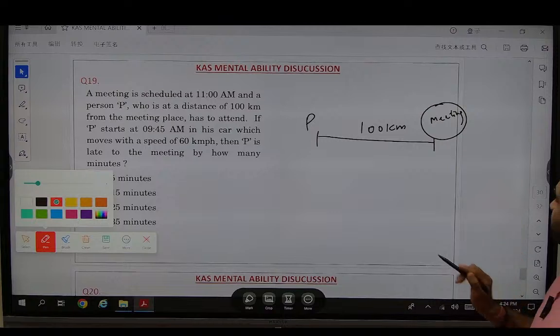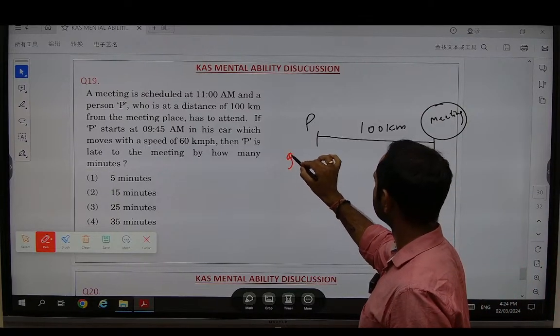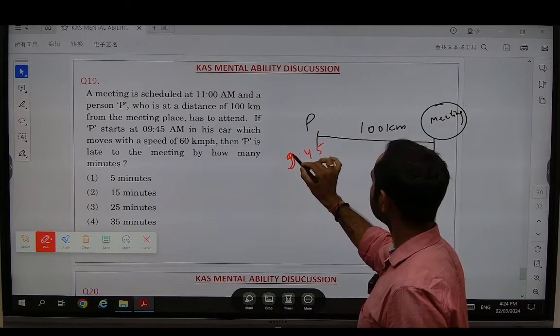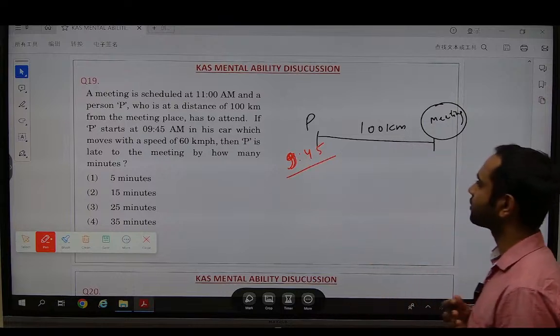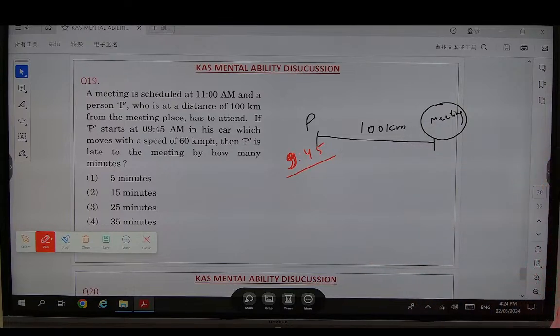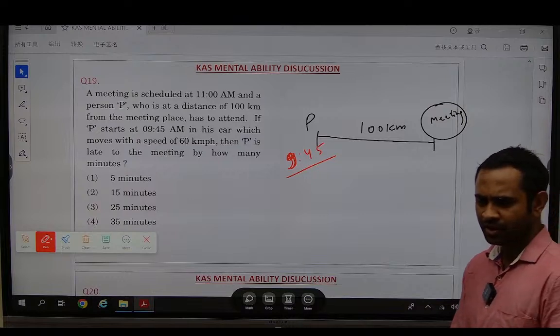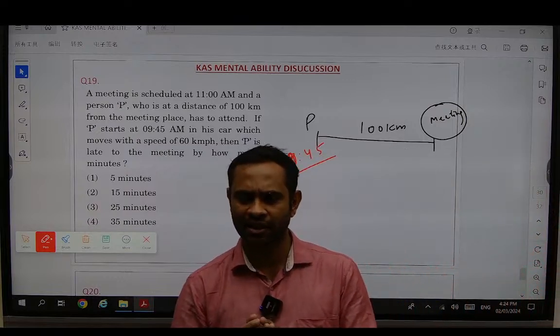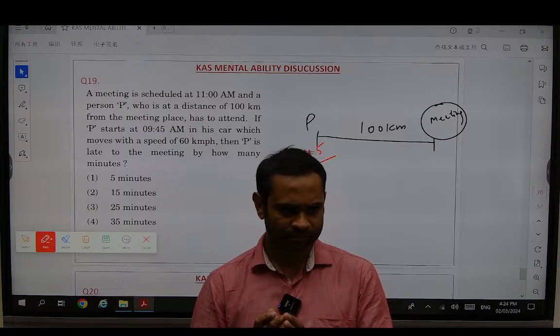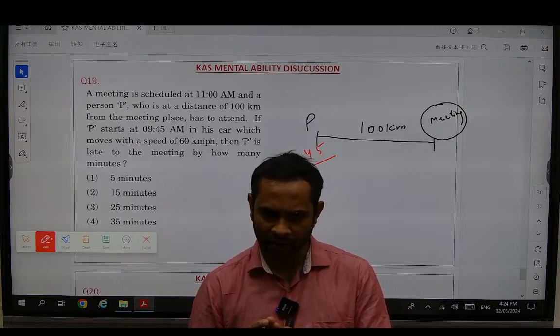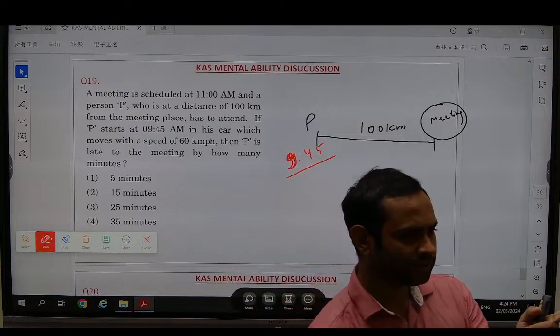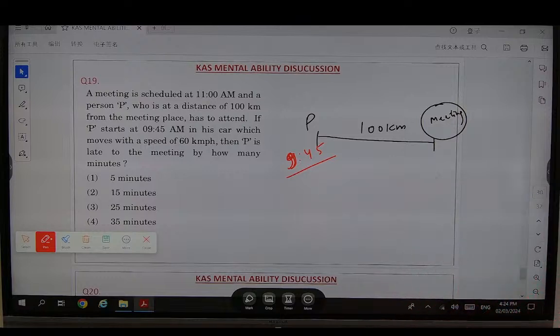If P starts at 9:45, very careless, in his car which moves at a speed of 60 km per hour. Now, if I ask you what is the meaning of 60 km per hour? In 1 hour, 60 km. Then in 1 minute?